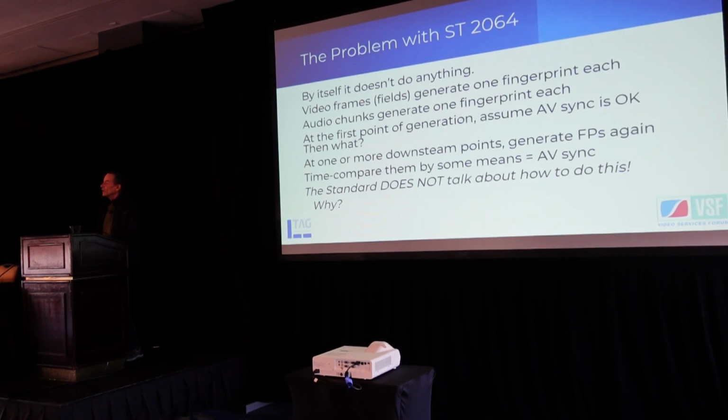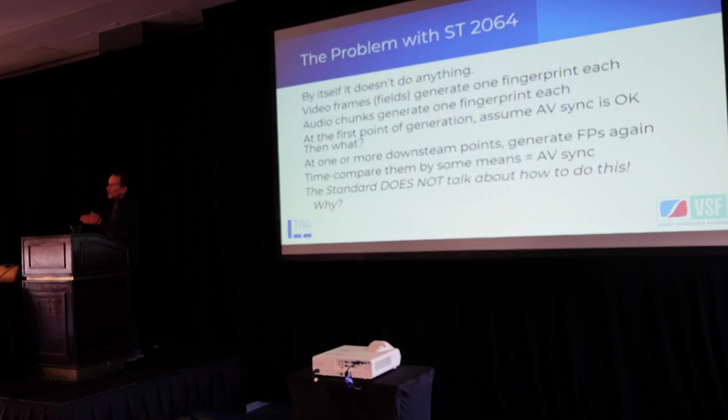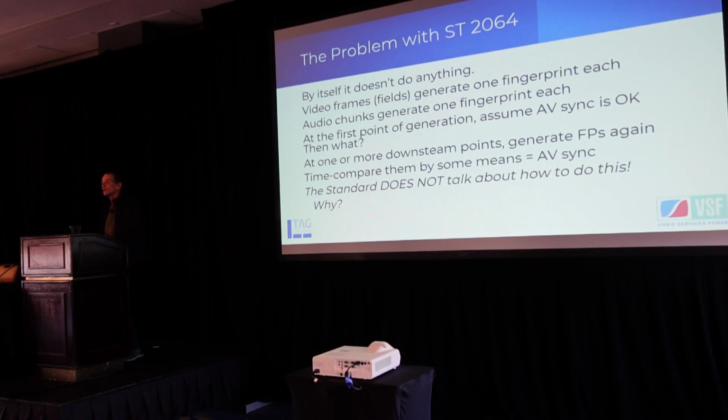This is key, right? If you have a sample where you know audio video sync is okay, we can now go through the system and compare against that. And then what? Well, downstream points, we generate these fingerprints again, and then we time compare them by some means to measure AV sync. So if audio is moved downstream with respect to video, we compare it to the head, we see them aligned, we see them unaligned, we can make a measurement. What the standard does not talk about is how to do this correlation, this searching, this matching, for a lot of reasons.